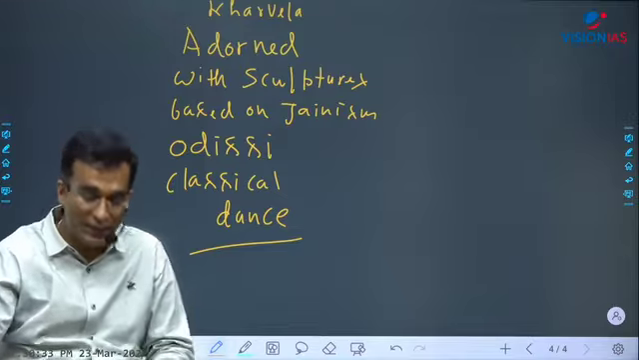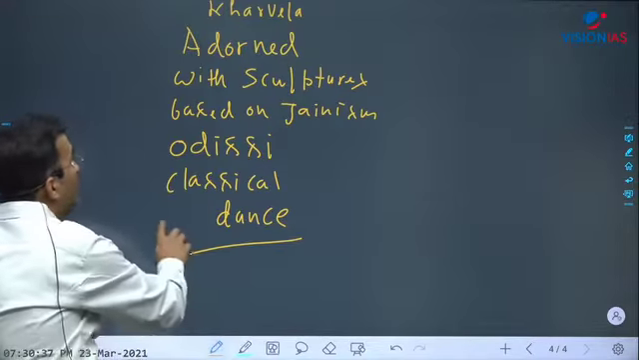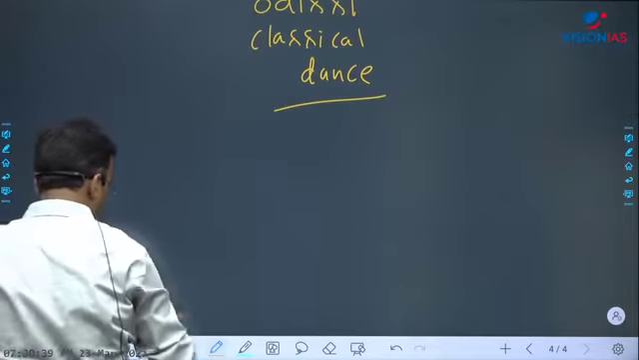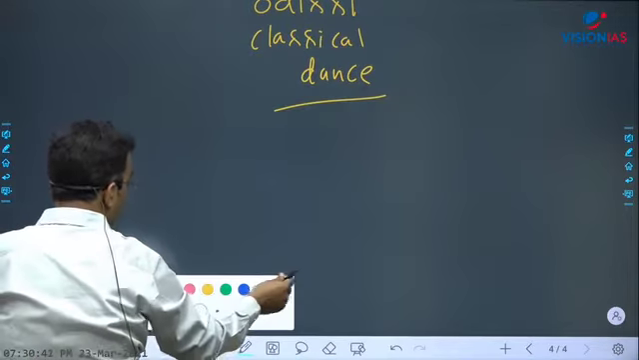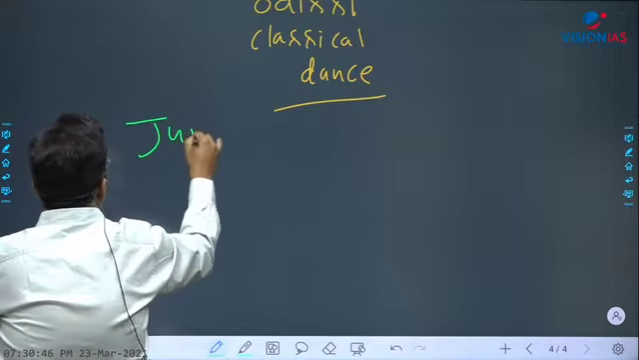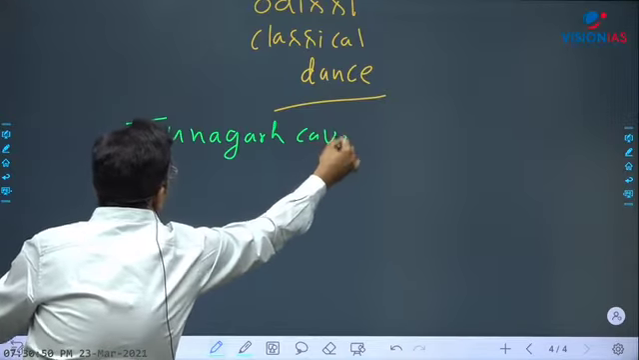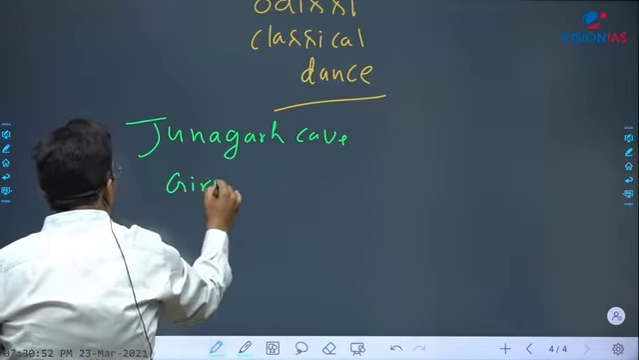Now let's look at the next cave, that is the Junagadh caves. So please mention the next one. Mention Junagadh caves, located in Girnar Hills of Gujarat.